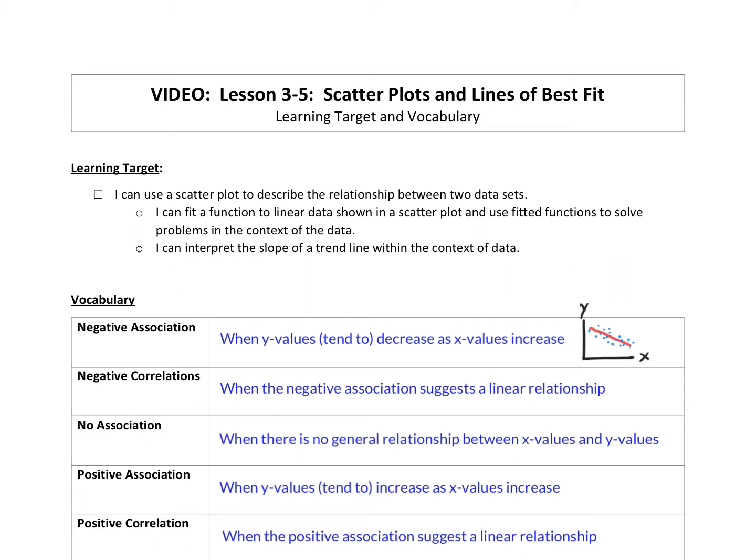No association, when there is no general relationship between the x and the y values. So what that could look like is, here's our x, here's our y. Maybe we have data points, a scatter plot that just is not showing any sort of pattern, positive or negative.